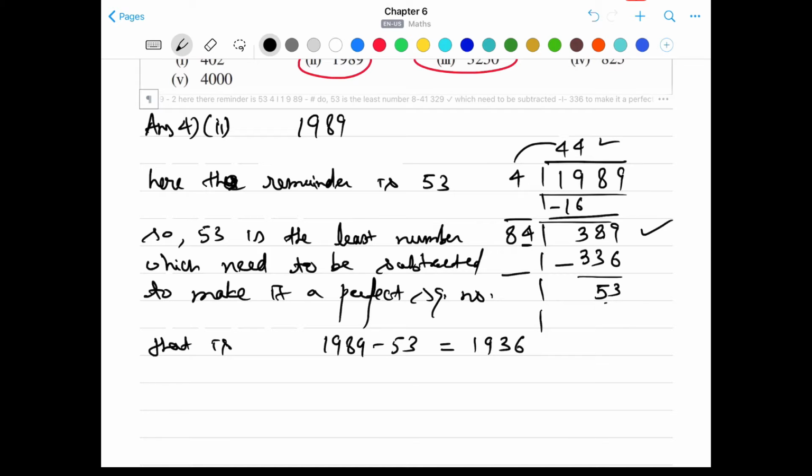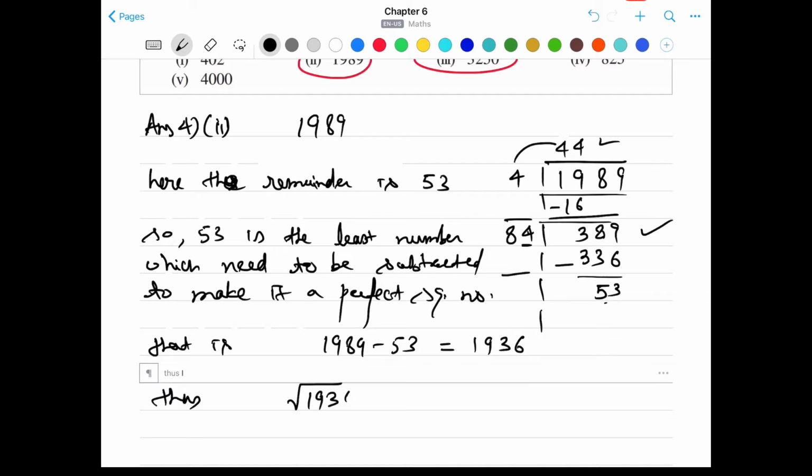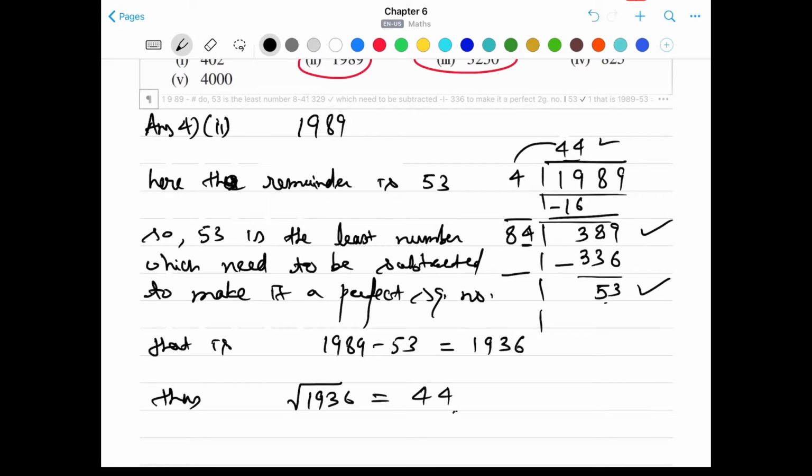So you will write: the square root of 1936 is 44. That's our answer. That's how you have to solve these questions. First you have to find the square root of the number by the division method. You will get something as a remainder, and that remainder is the least number which needs to be subtracted from the given number. The square root of the remaining number will be the number written here. So the square root of 1936 is 44.